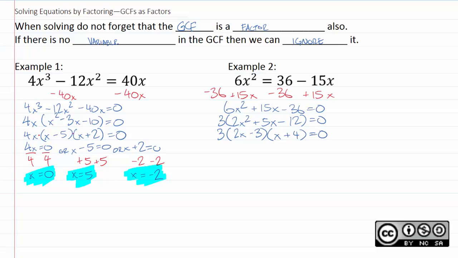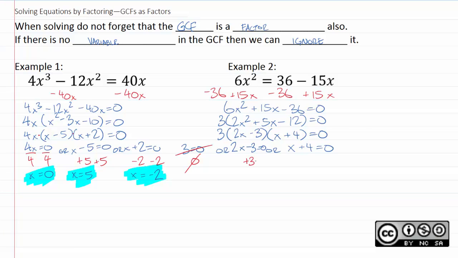And again, we set each factor equal to 0. Now, there's no variable in the GCF because the GCF is very simply 3, but I'll show you why we ignore it anyway. The thing is that we set each factor equal to 0. X plus 4 equals 0, or 2x minus 3 equals 0, or 3 equals 0. The problem is, though, that it's mathematically impossible for 3 to equal 0. That's what we call a contradiction, and that's why we can ignore that. So instead, we'll just focus on the things we can solve.